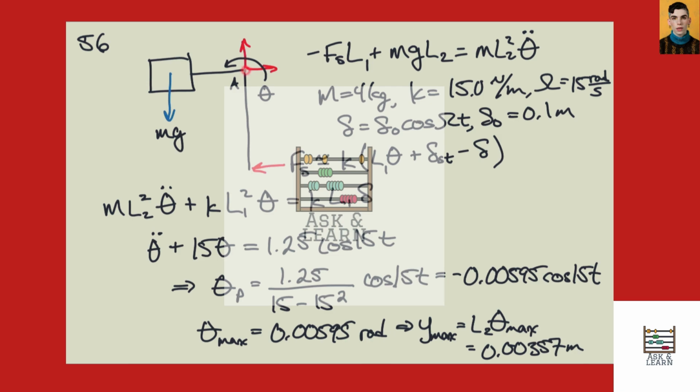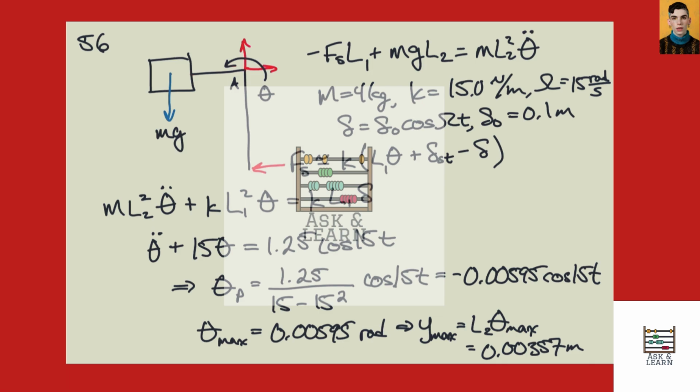Take moments about point A, and we get the moment caused by the spring force and the moment caused by gravity. Then we're told to neglect the mass moment of inertia of this bar as compared to the moment of inertia contributed from this block, which is 2mL2 squared theta double dot, and this is L2, and I've said this is L1.